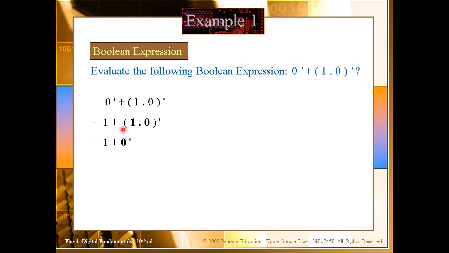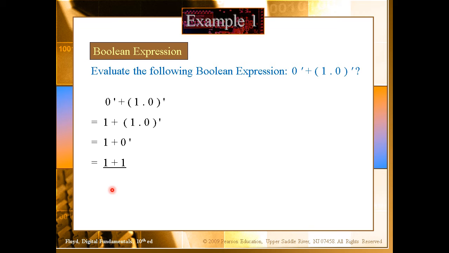So here we go. The output is 0, but we still have to deal with the prime here, right? 0 prime again makes it what? 1. 0 prime makes it 1. Now I have 1 plus 1, which means 1 OR 1, right? Because the plus is OR, right? Now, what will you get in the OR gate if you do 1 plus 1? What will be the output of the OR operation?